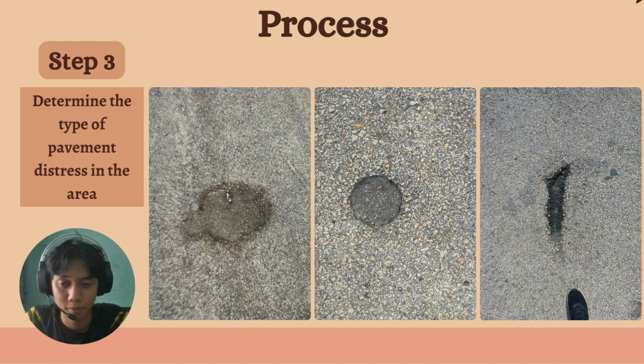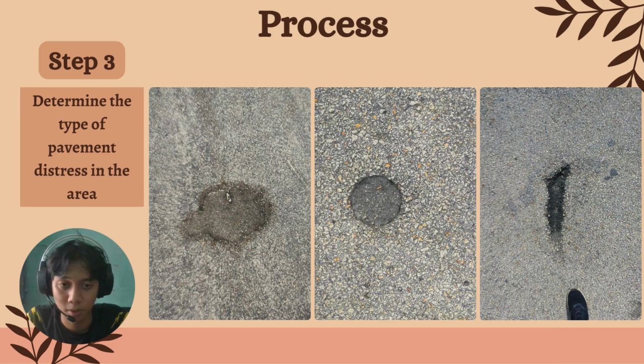For the next step, which is step 3, we start to find the distress that is available on the research survey section, and we classify the distress into their types, such as this one will be potholes type, and in the future slide we will have more types to see.